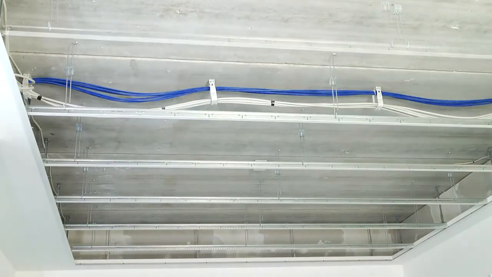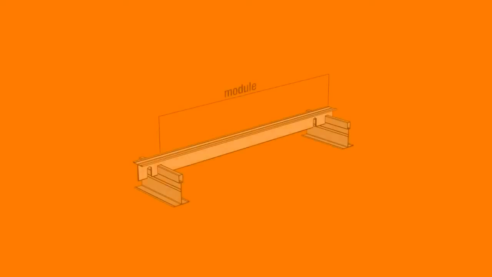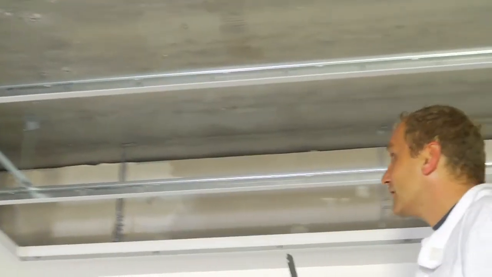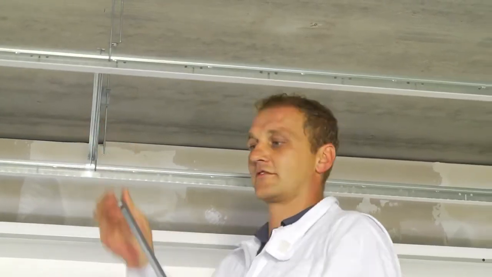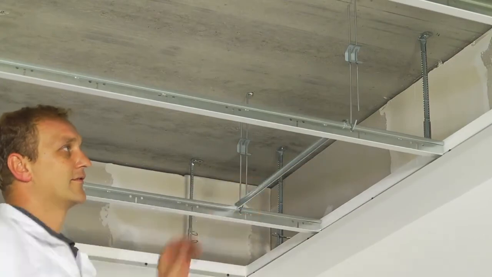To fix the main runners, a spacer bar is used. These are available for the different module sizes. Spacer bars should always be located directly next to the hangers. This ensures that only every second tile is blocked by hanger and spacer bar.